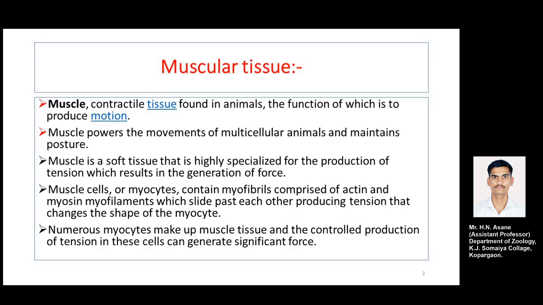Okay, and these muscle cells or myocytes contain the myofibrils, which comprise actin and myosin filaments, which slide past each other and produce tension, changing the shape of these myocytes. So myocytes are the cells, and they provide such tension that the cell can change its shape. And numerous myocytes make up the muscle tissue; we know that if cells aggregate then they make tissue. So the myocytes are the cells of the muscles and they aggregate and combine into a structure known as the muscle tissue, and they control the production of tension in these cells and can generate significant force that is helpful for the motion or movement of the body.